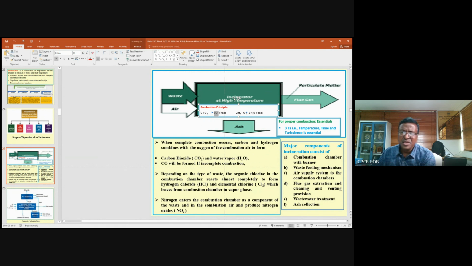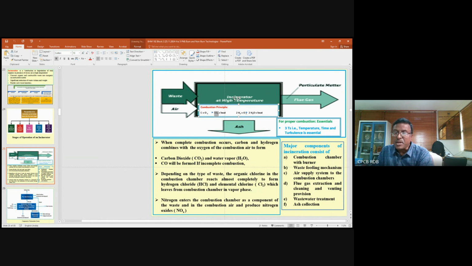This is very simple. Any combustion is nothing but carbon plus oxygen being converted into CO2 plus heat. Apart from this, moisture is also generated. For proper combustion, you have to have three T's. Please kindly remember this. For proper combustion in the incineration process, you have to have three T's: temperature, time, and turbulence.